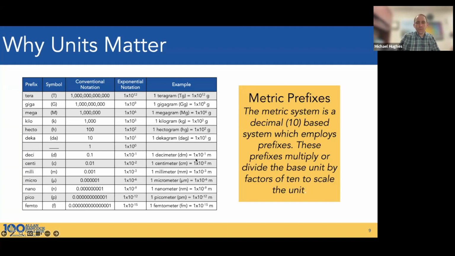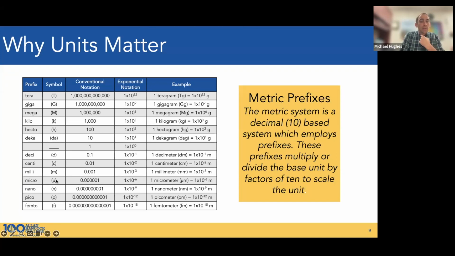And so if we're now looking at the base unit of meters, 1 decimeter would be 1 times 10 to the negative 1, or 1/10 of a meter. A centimeter is 1/100th of a meter. There are 100 centimeters in 1 meter, or 1 centimeter is 1/100th of a meter. Same thing with millimeter. There are 1,000 millimeters in 1 meter, or 1 millimeter is 1/1000th of a meter, 1 times 10 to the negative third meter.